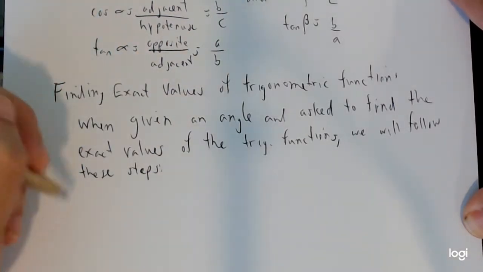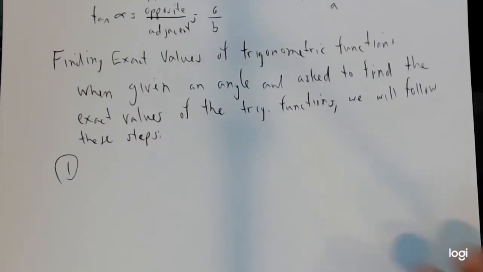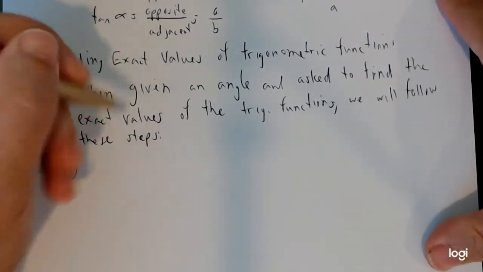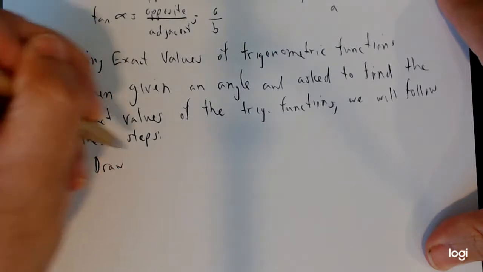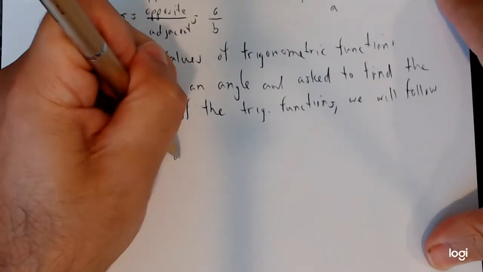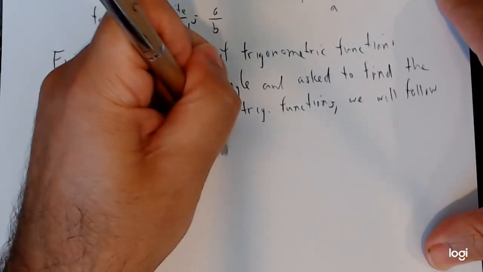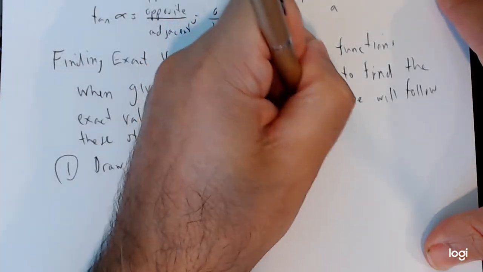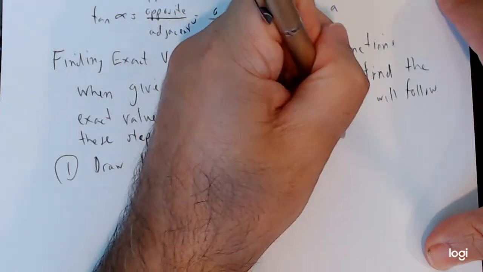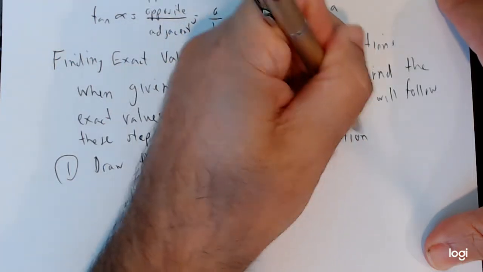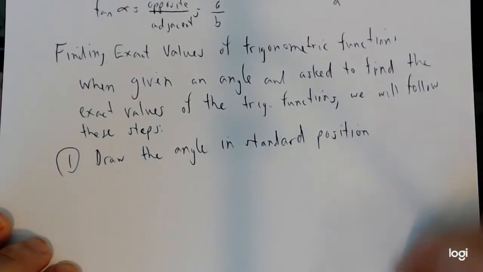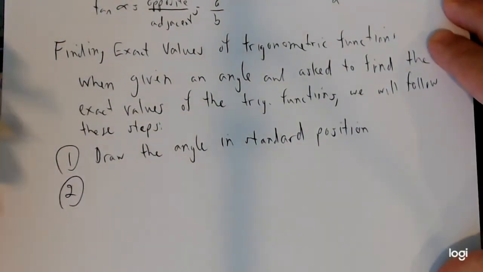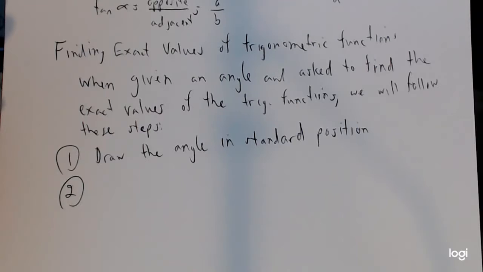The first step for me is to draw the angle out. If you remember last chapter, we said it's very important that we draw angles in standard position. So the first step is to draw the angle in standard position. Then the second step is to create a right triangle.